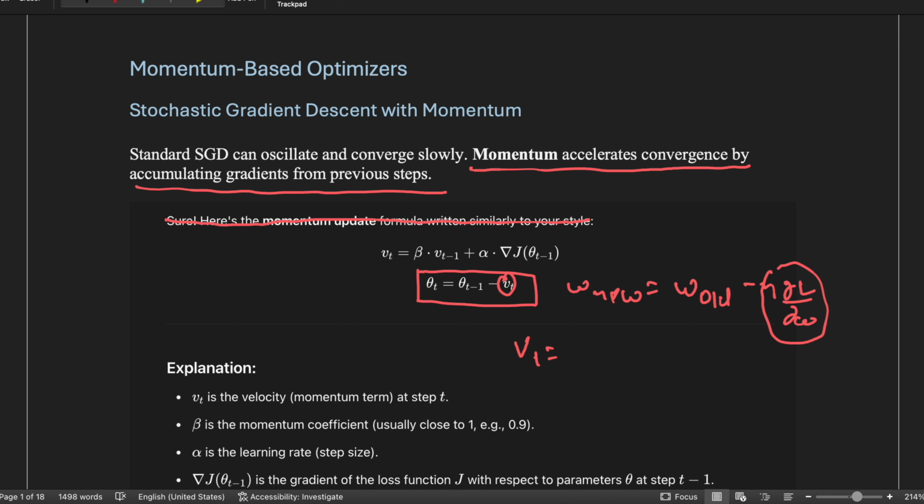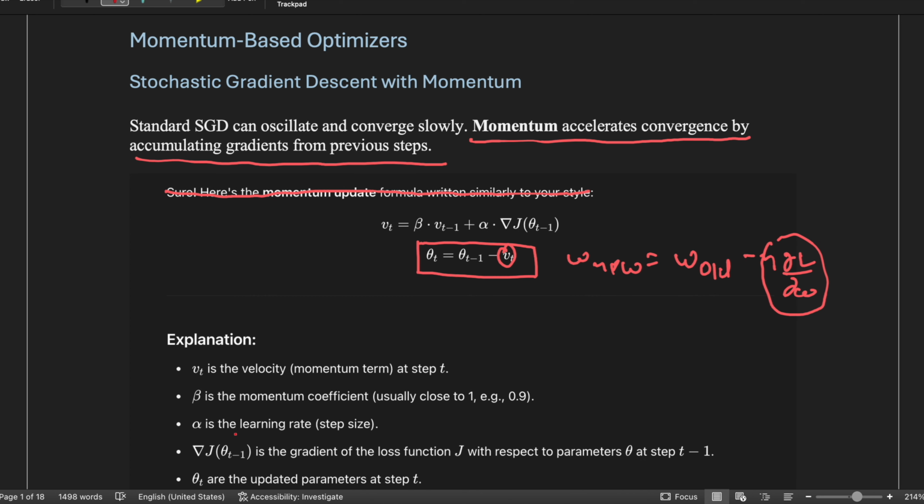So VT is the velocity momentum term at step t. VT can be considered as the same velocity that we take from physics, the velocity at step t. So now we have replaced this whole term with the VT term here.